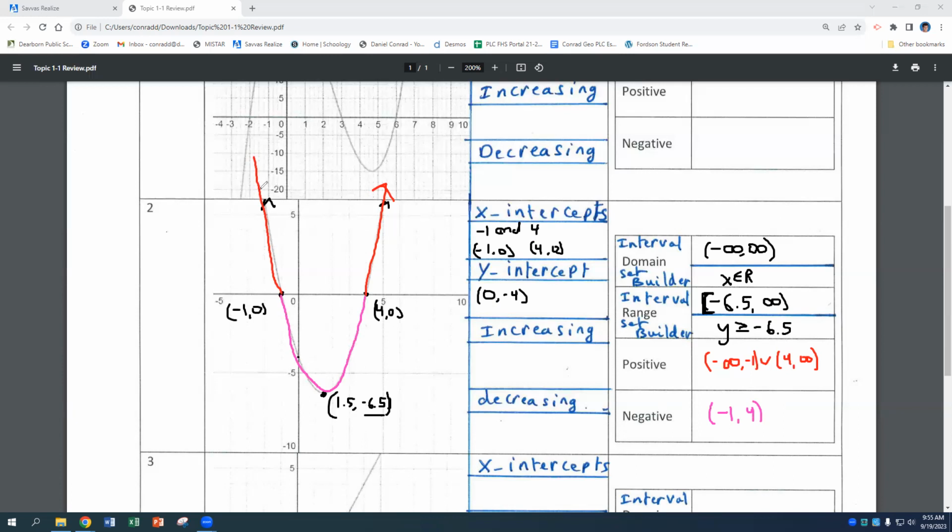Our function starts at positive infinity up here, right? So we're decreasing. We're going down all the way until we get to 1.5. We're decreasing from -infinity, all the way to the left, until we get to 1.5. Once we get to 1.5, we have a local min, so we go from decreasing to increasing. So now we're going up to infinity to the right. So we're increasing from 1.5 to infinity.